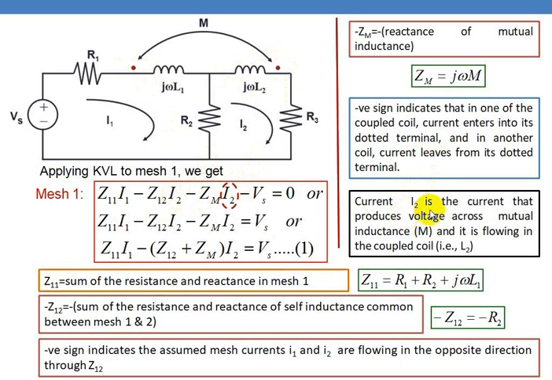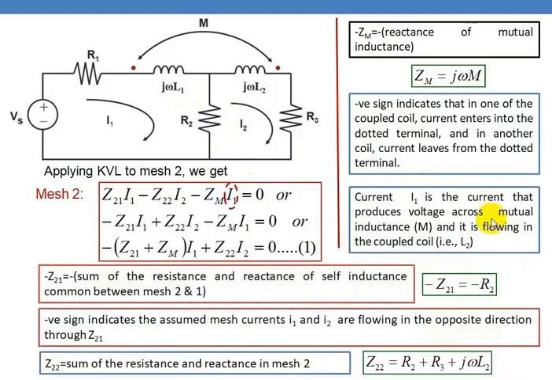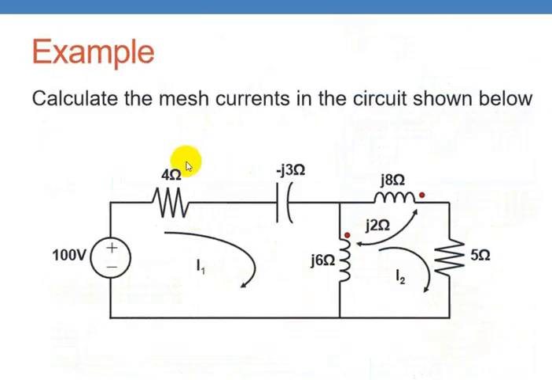So here current I2 is the current that produces voltage across the mutual inductance, and it is flowing in the coupled coil L2, that is the neighboring coil. Here Z11 is nothing but R1 plus R2 plus j omega L1, and minus Z12 is nothing but the common element, minus R2. Now straight away we will go to the problem.